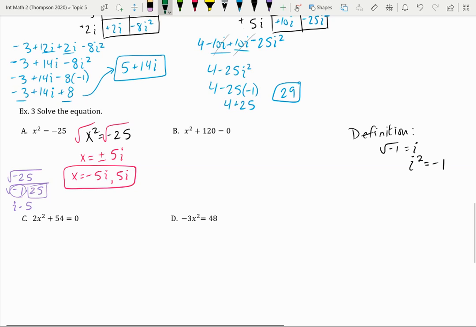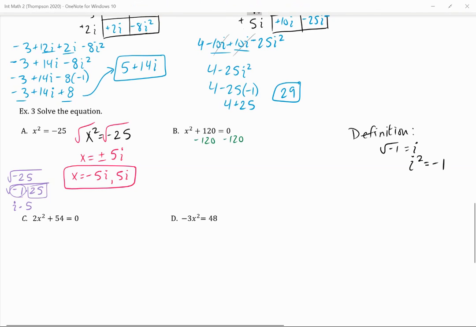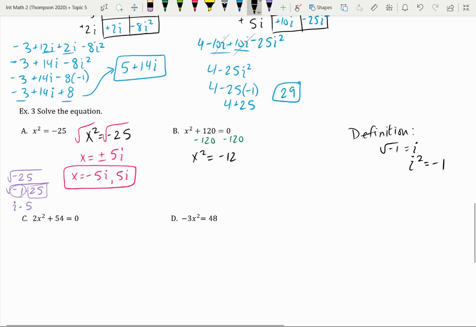So for problem B, for B and C and D, actually, I need to isolate x squared first, just like we did in our last problems when I had real solutions. So I subtract 120 from both sides. And that leaves me with x squared is equal to negative 120. I need to get x by itself. So to do that, I take the square root of both sides. When I take the square root of both sides, I get x equal to plus or minus some number. Well, how do I take the square root of negative 120?